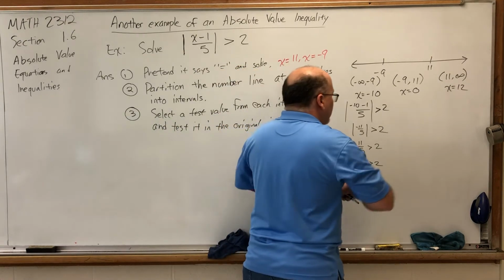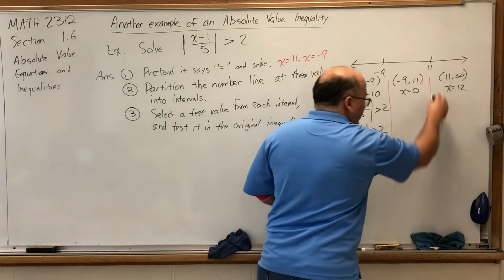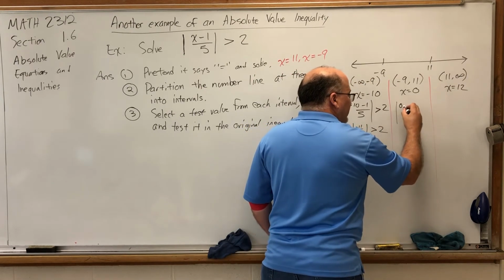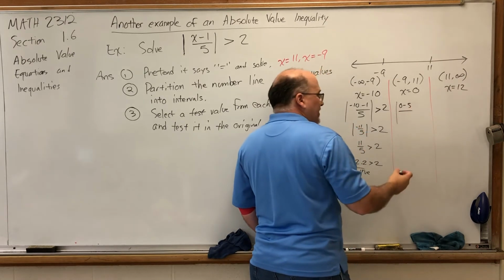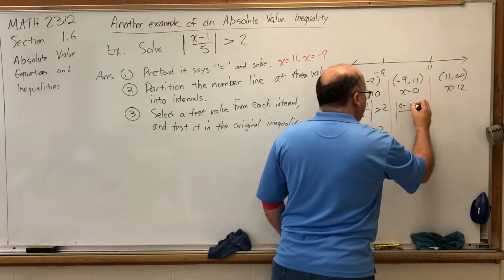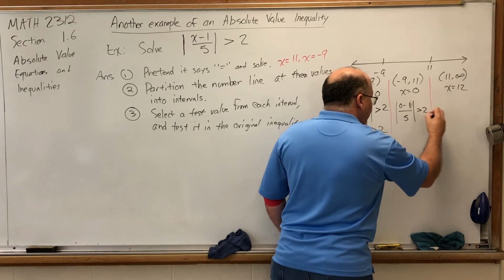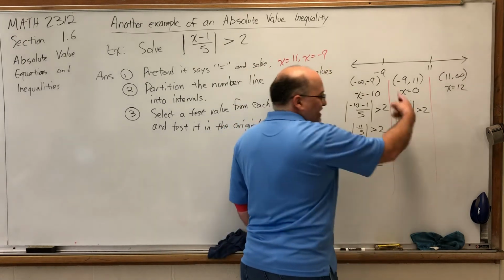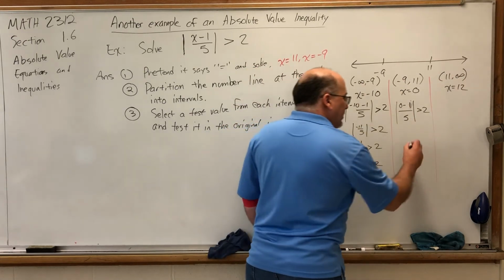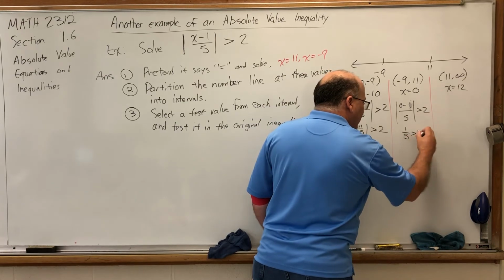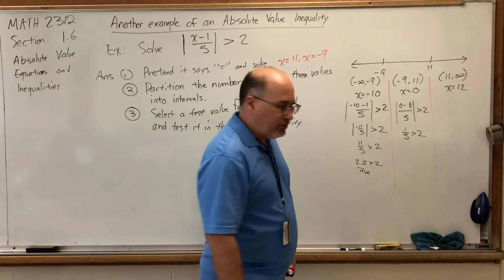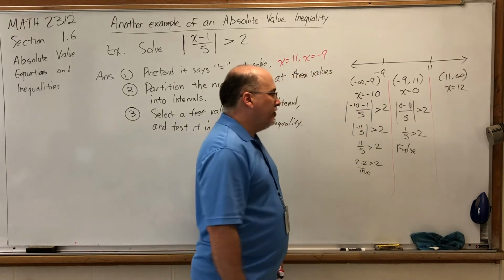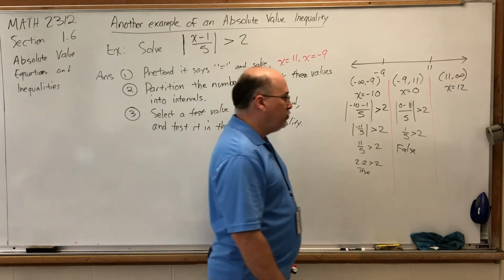If we test x equals 0, we draw a line partitioning the board. If we test x equals 0 by putting 0 into the inequality, we get the absolute value of 0 minus 1 over 5 is greater than 2. Without dilly-dallying, inside the absolute value we get negative 1/5, and the absolute value of negative 1/5 is positive 1/5. Positive 1/5 is not greater than 2. The statement is false.